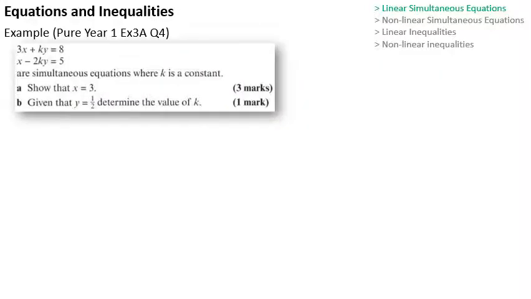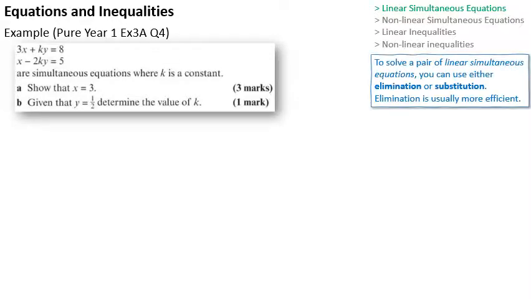Let's try an example now from the book. This is from exercise 3A, question 4. Because at A level, we typically have a little more complexity built into the problems. In this case, we have 3x add ky equals 8 and x minus 2ky equals 5. And the question is asking us to find the value of x, even though they haven't told us k. And then in part B, they tell us the value for y and ask us to calculate the value of k. So there's 3 different unknowns going on really in this.